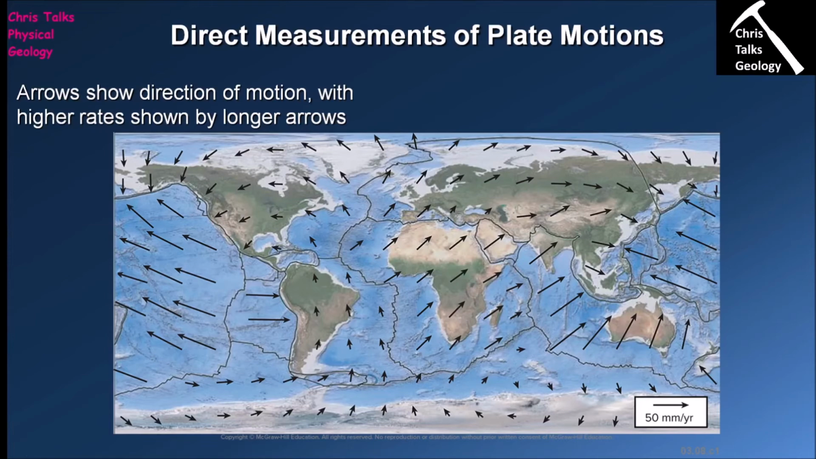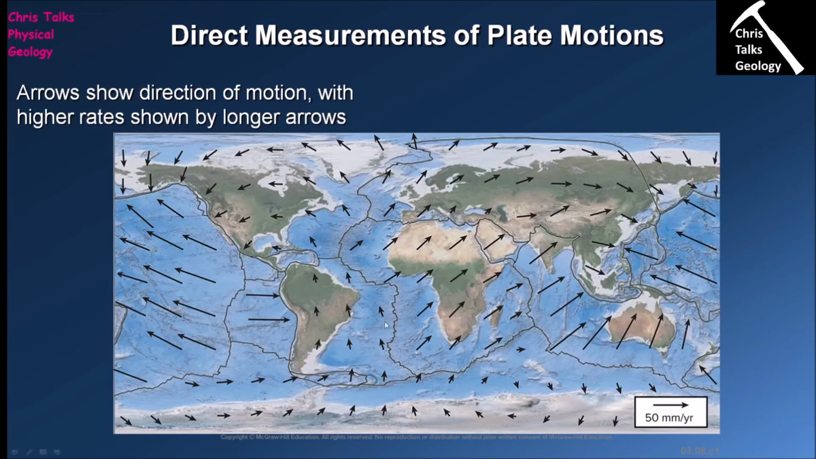Now, in terms of actually getting very high resolution data, though, we have to use satellites. So this map here shows us satellite data, where the arrows show us the direction of movement, and the length of the arrow shows us the speed. So the longer the arrow, the faster the plate is moving. So what you can see here is that in some instances it looks like the arrows are curving. And this is because the Earth is a three-dimensional shape, it's a sphere.